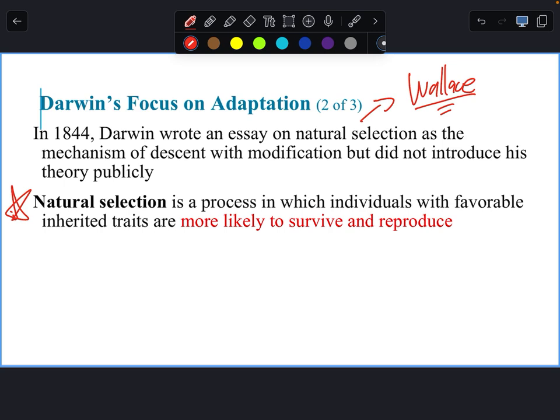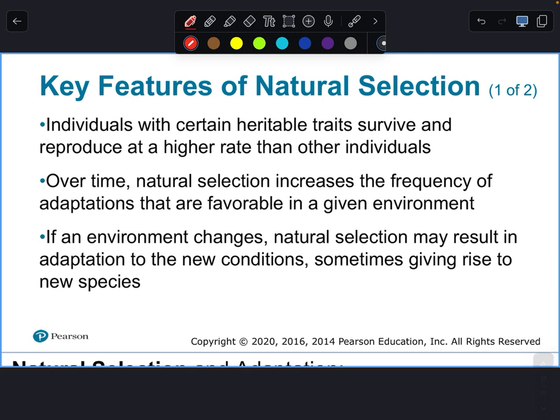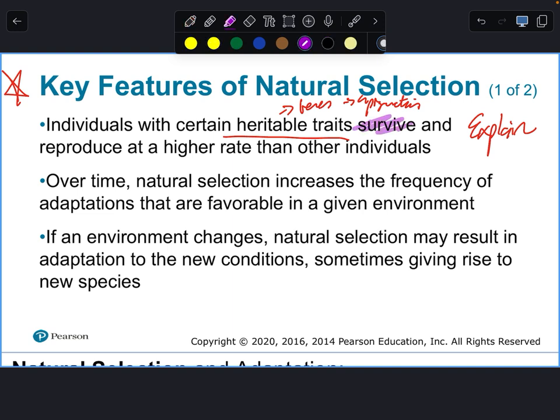Natural selection is a process in which individuals with favorable inherited traits are more likely to survive and reproduce. So this is kind of how it works. You need to be able to explain this out loud. Individuals with certain heritable traits, heritable, the key, passed down, genes. Also think epigenetics, right? That is also passed down, which is crazy to think about. Sorry, that's horrible handwriting. Survive and reproduce at a higher rate than other individuals.